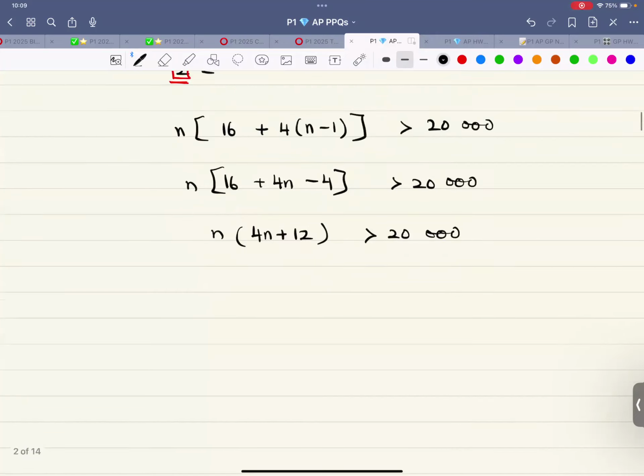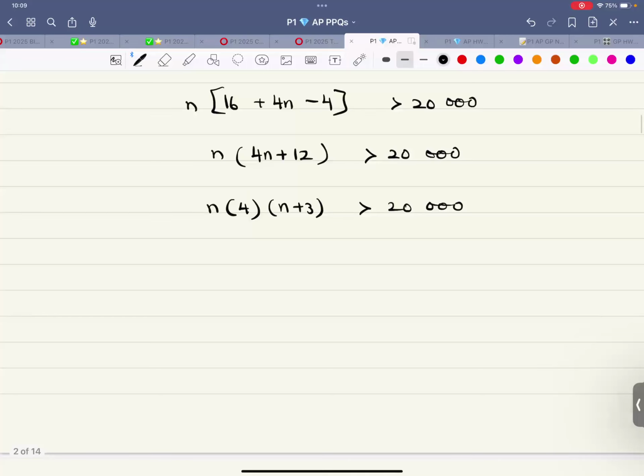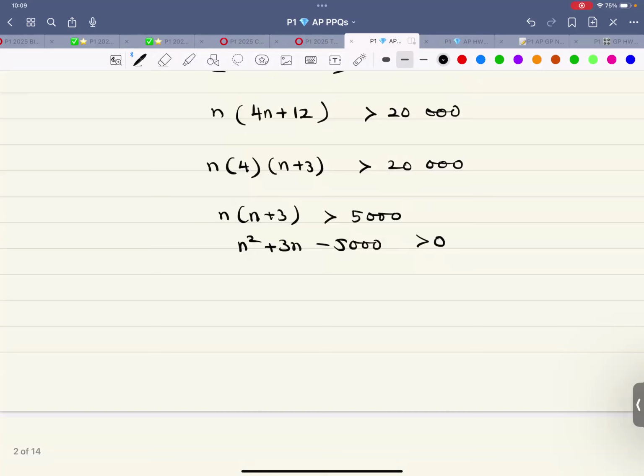I can simplify it further. Let me take 4 common out. Let me write this thing as n times (n plus 3) greater than 20,000. Divide by 4. So therefore, n times (n plus 3) is greater than 5,000, and n square plus 3n minus 5,000 is greater than 0. Definitely, we need the quadratic formula. So a is 1, the coefficient of x square or n square is 1. b is 3. c is negative 5,000.